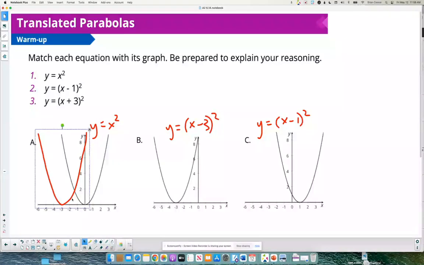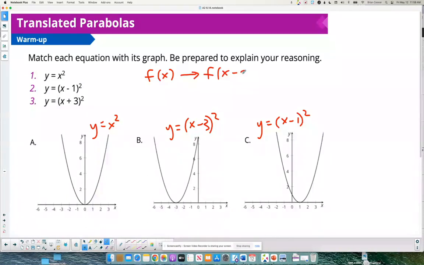Okay. So that might make you remember your transformation rules. If you start with f of x, and then you go to f of x minus a, that is going to be a horizontal translation of a units. Okay, so it's particularly important to notice that the formula has a minus a. So when you add that extra negative sign, it ends up being the opposite of what it looks like.